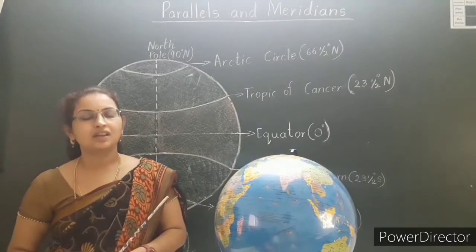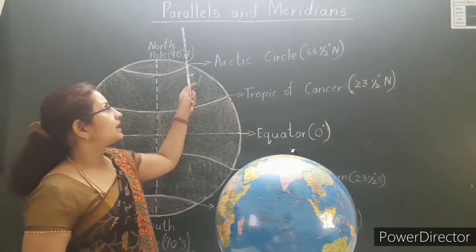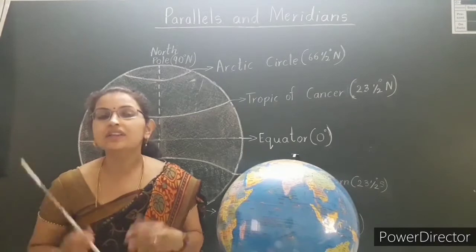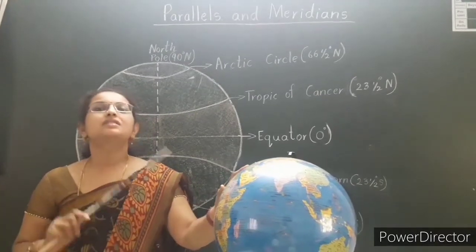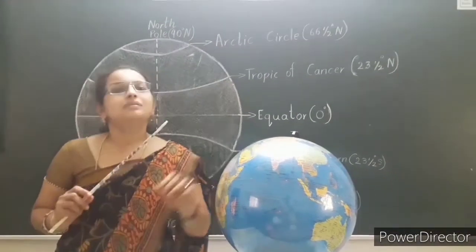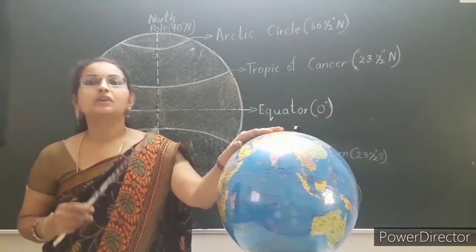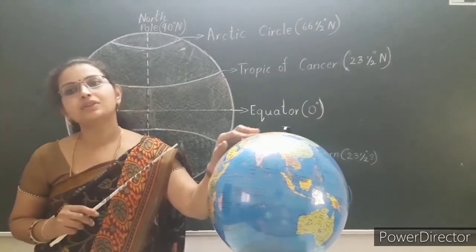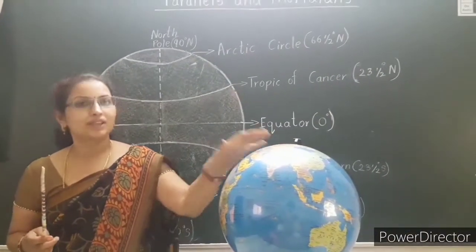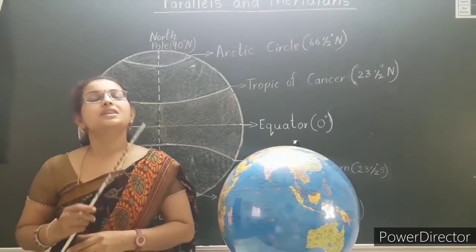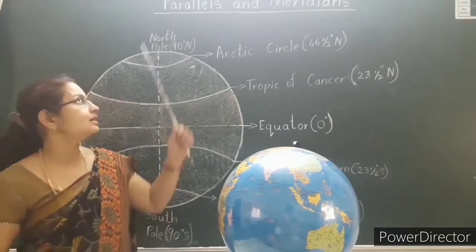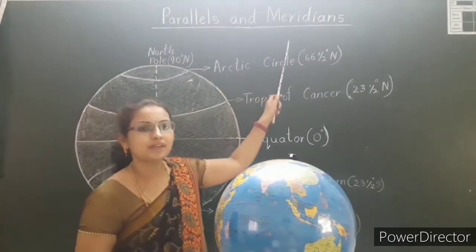Hello children, let us learn parallels and meridians. Already we thought Earth is spherical in shape, or a sphere. Okay, how can we find the location of places on the Earth? To find the location of places on the Earth, we need certain imaginary lines. These lines are called parallels and meridians.